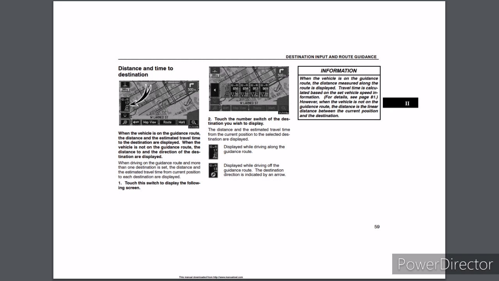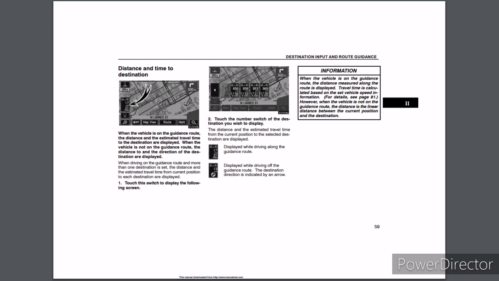Distance and time to destination. When the vehicle is on the guidance route, the distance and the estimated travel time to the destination are displayed. When the vehicle is not on the guidance route, the distance to and the direction of the destination are displayed. When driving on the guidance route and more than one destination is set, the distance and the estimated travel time from current position to each destination are displayed. Step 1. Touch this switch to display the following screen. Step 2. Touch the number switch of the destination you wish to display. The distance and the estimated travel time from the current position to the selected destination are displayed.